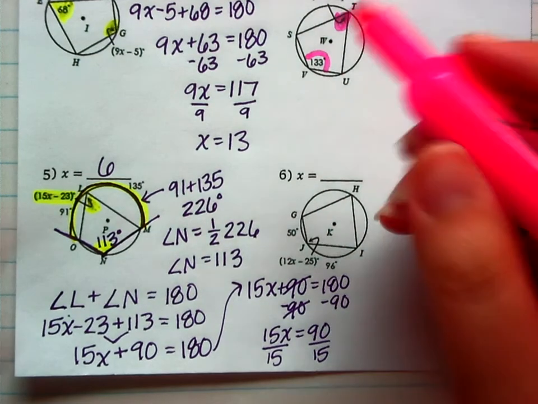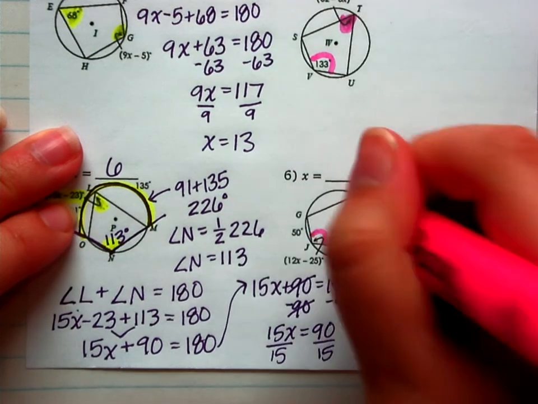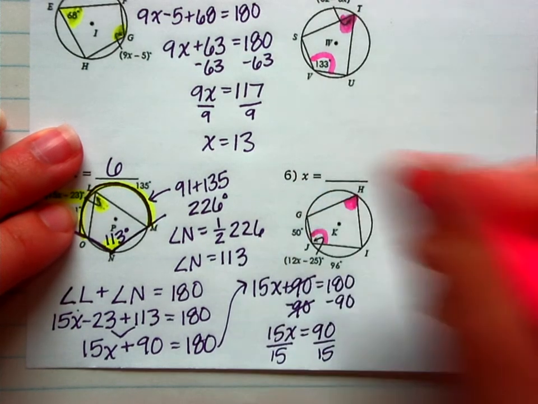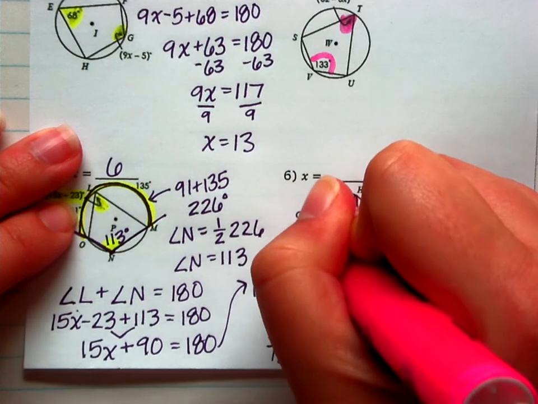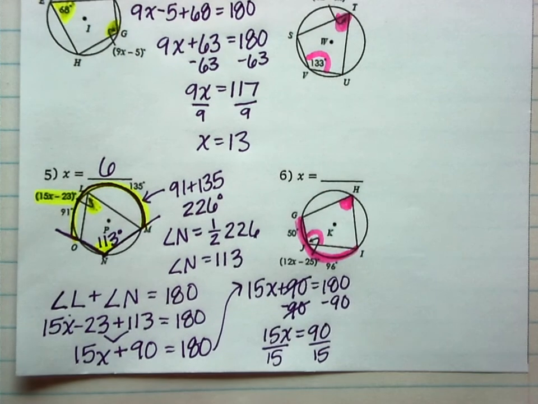Similar process for number 6. Number 6 gave you J, and you need to figure out H. Notice they gave you these two arc measures. Interesting.